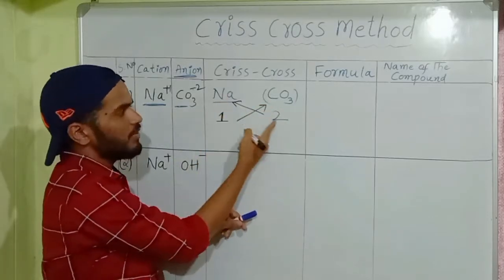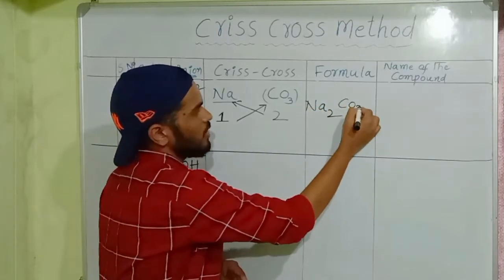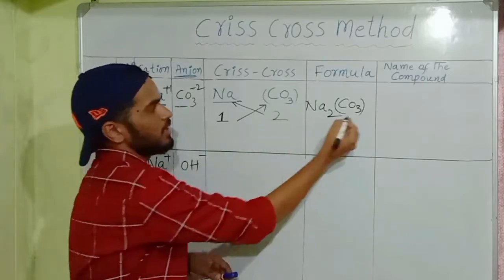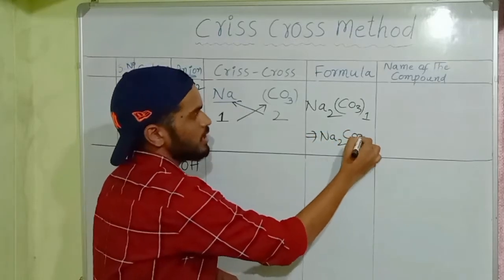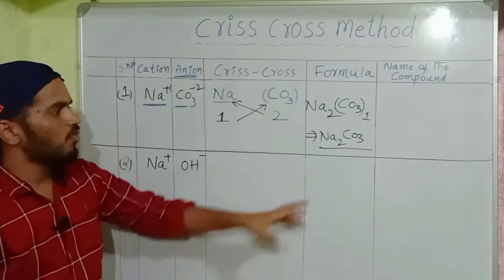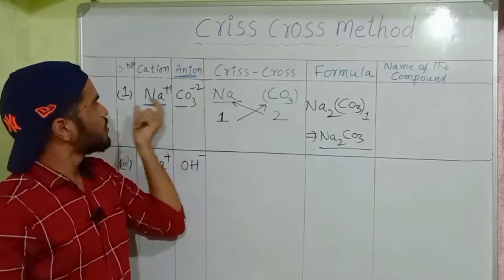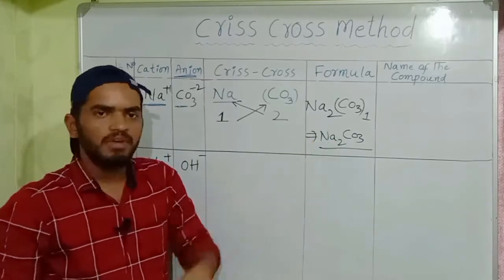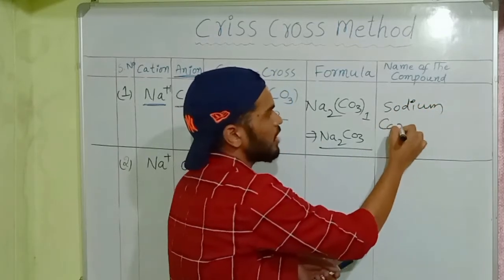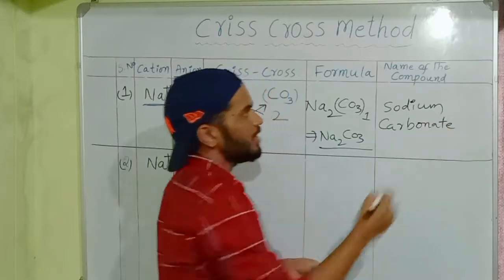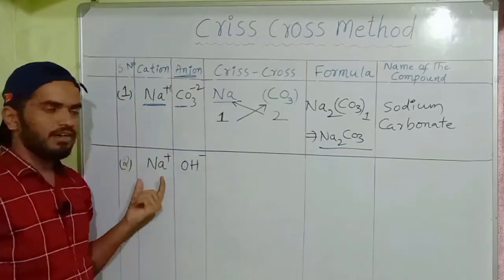Then it becomes Na2, and CO3 taken as 1. So finally we can write Na2CO3. This is the chemical formula, or molecular formula, of sodium carbonate. So we write sodium carbonate here. This is the sodium carbonate compound, and the formula is Na2CO3.